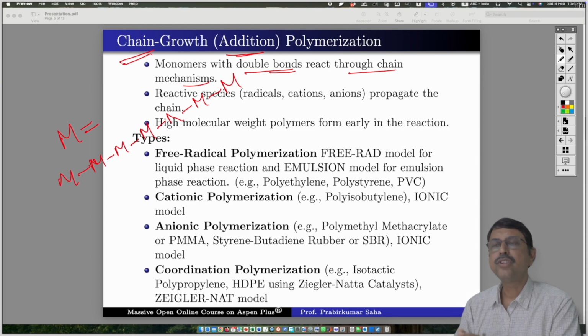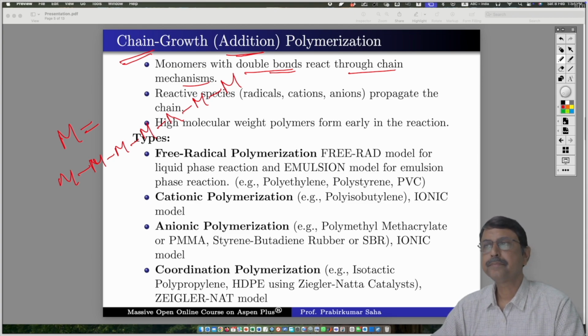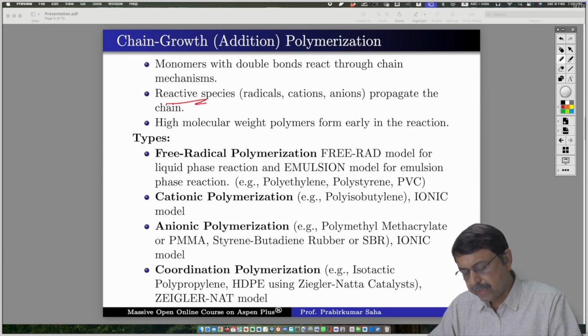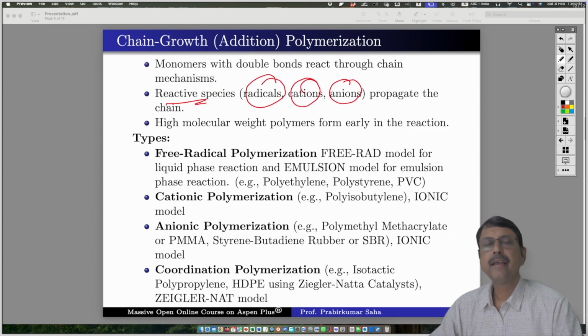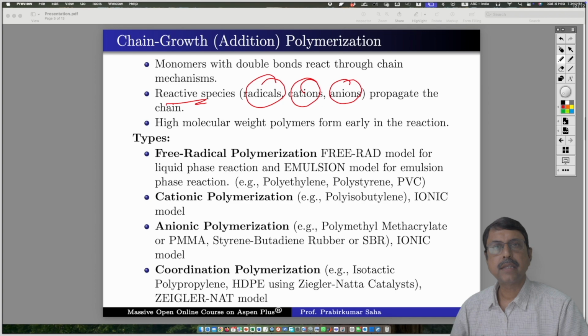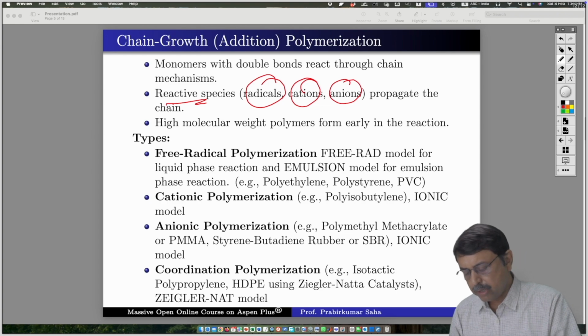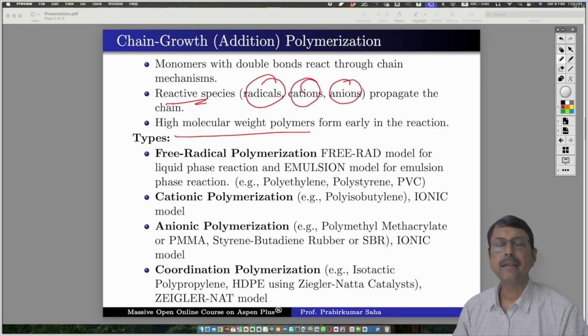So this is called a chain growth or addition polymerization. Now there are various reactive species such as radicals, cations and anions that propagate the chain. And as you can understand, addition polymerization is a very fast process as opposed to condensation polymerization, where monomers first form dimers, then dimers will form trimers, and then they will form tetramers, which is a stepwise growth mechanism, which is a slower reaction as compared to the chain growth mechanism. So in chain growth mechanism, it is very fast. So high molecular weight polymers form early in the reaction.